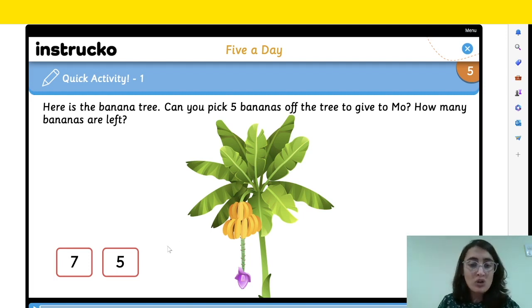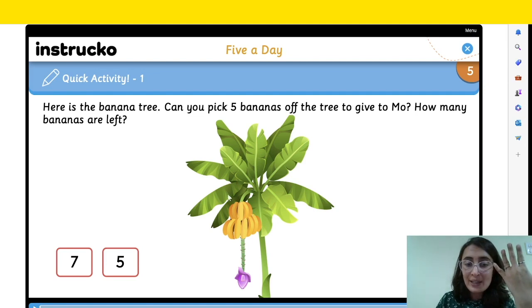Okay, so first let's start counting, and first let's count 5 bananas and give them to Mo. Okay, so we'll start counting from here. Guys, can you see my cursor? So, okay, let's start counting from this banana. So, this is my first banana. So, 1, then 2, then 3, then 4, and 5.